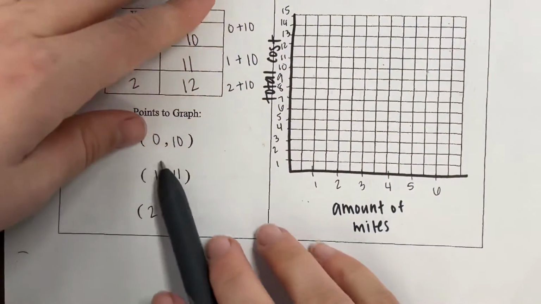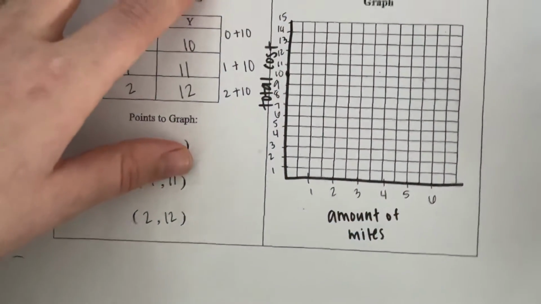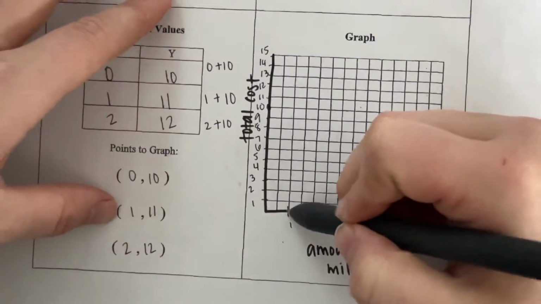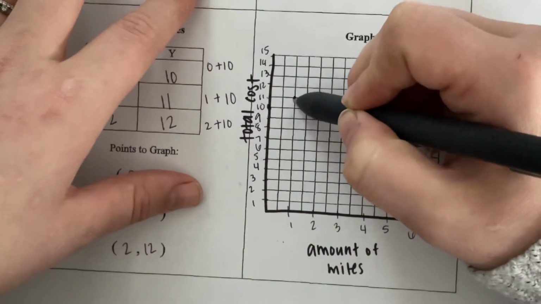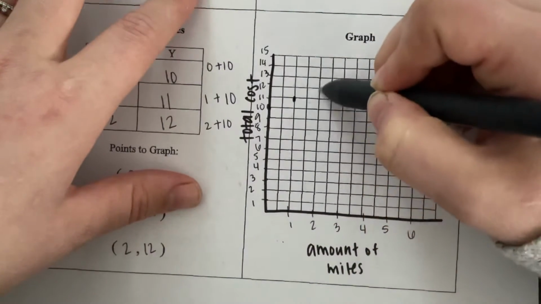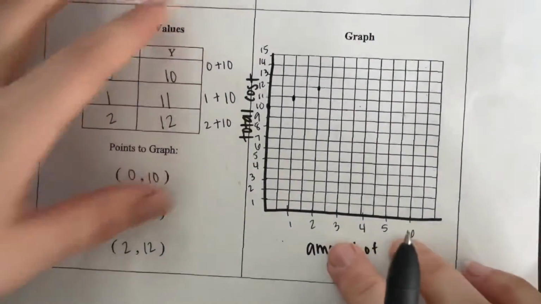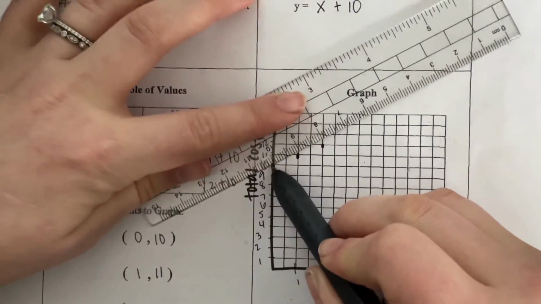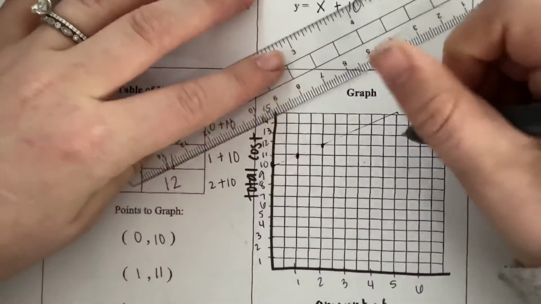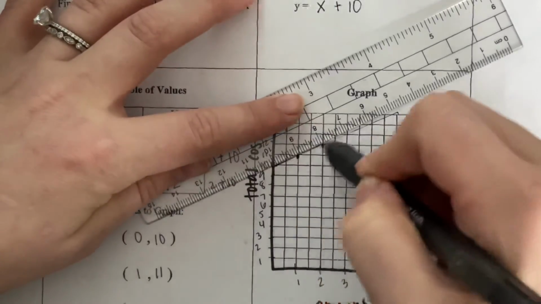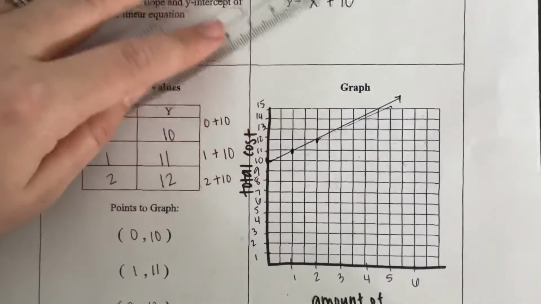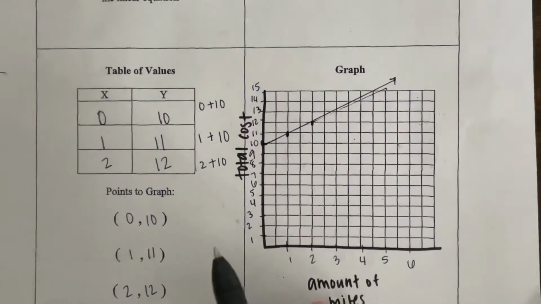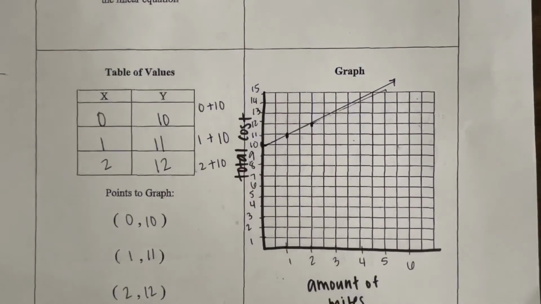Okay, so we have (0, 10). And then we have (1, 11), (2, 12). Connect our dots to make a line. This is a linear function because everything's changing at the same rate, and we're drawing a straight line all the way through, and that is what our graph looks like. Obviously, you may have different values. That's okay. Your line should still be straight. And there's the homework.